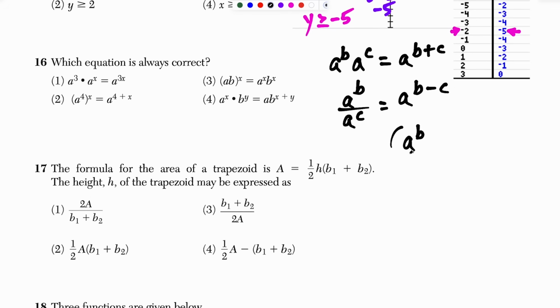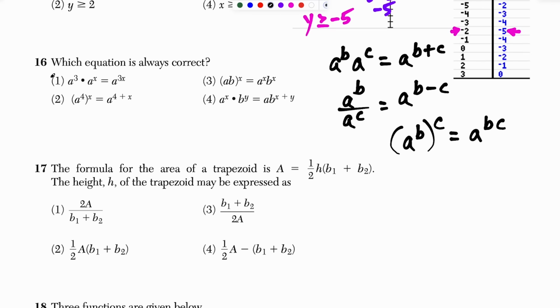If you have something like a to the b to the c power, then you would multiply powers and have a to the b times c. So these are the three most popular rules that show up for exponents. But in this question here, we're actually going to have another rule to be mindful of. But let's see how far these get us.